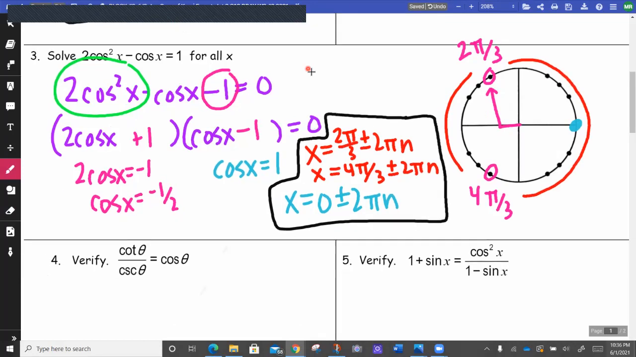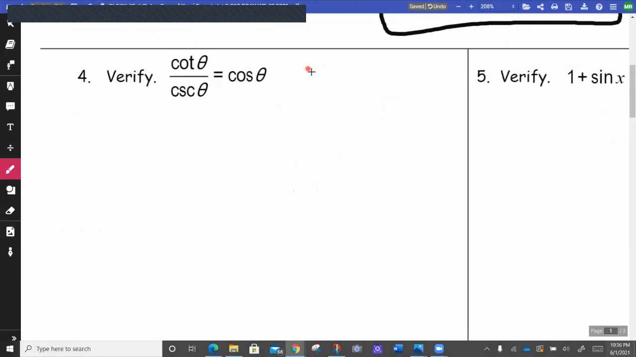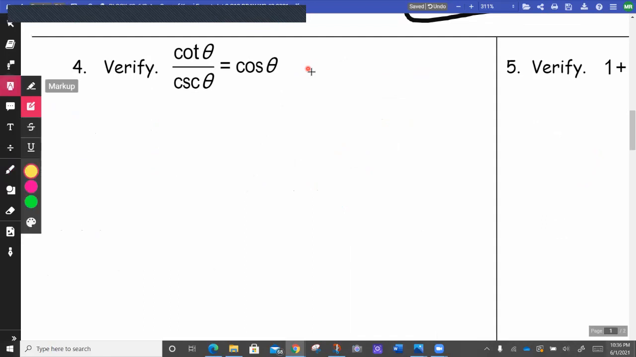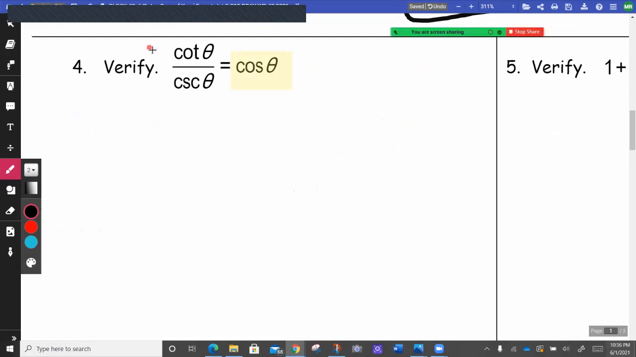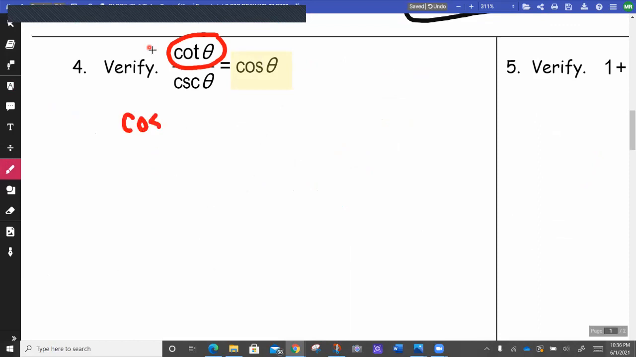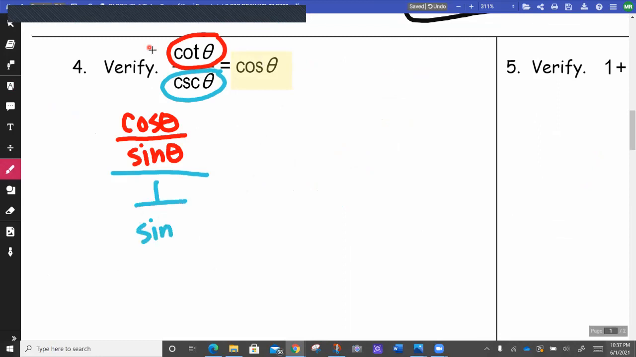On number 4, we are trying to verify. So I need this side to stay, and I'm going to change this side. So I'm thinking I'm going to rewrite my cotangent in terms of sines and cosines. So cotangent of theta is going to be cosine theta over sine theta. And then this cosecant theta, that's going to be 1 over sine theta.